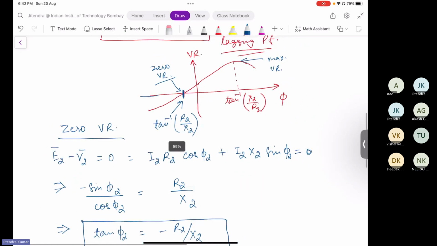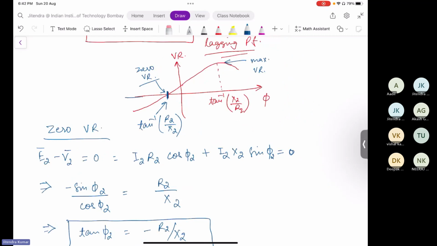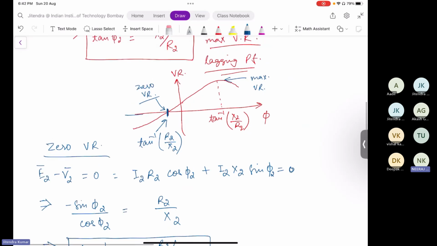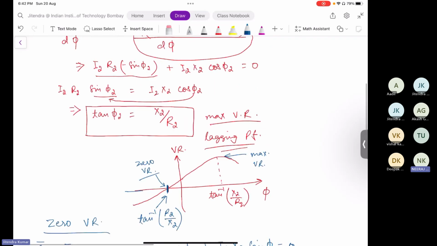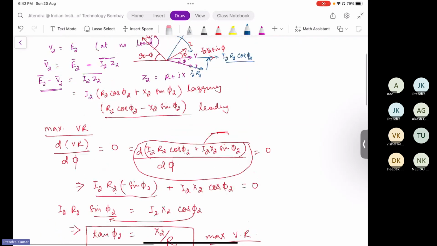So I hope the concept of voltage regulation is clear to you guys. If any doubt is there, you can still ask. Sir, for the first case, we have concluded that maximum regulation will occur only when power factor angle is positive. Yes, for lagging power factor. Okay, sir. Go ahead.